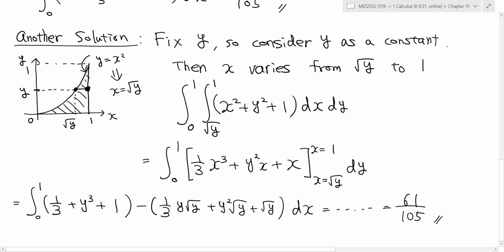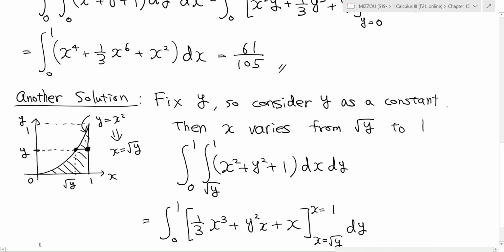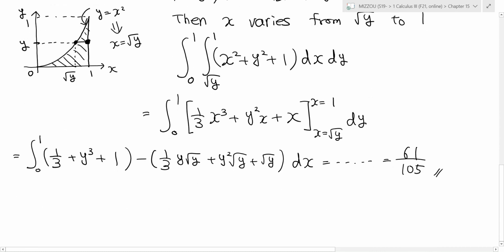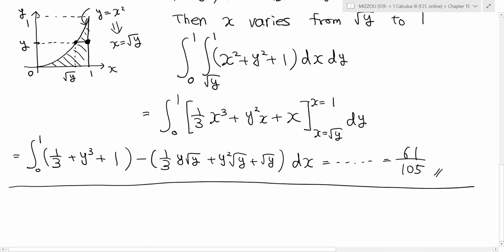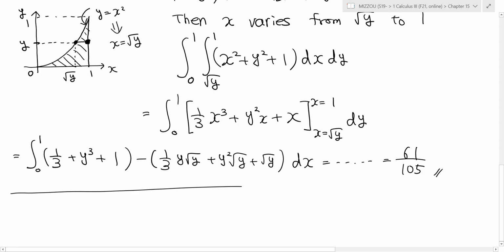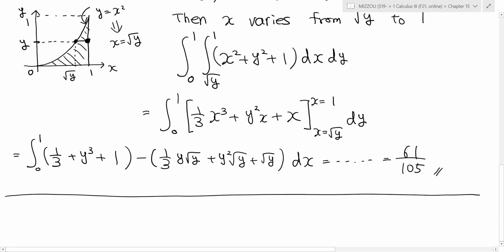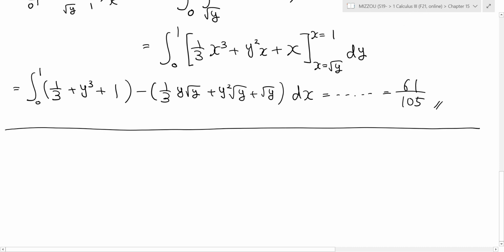So, as this example tells you, in principle, it doesn't matter which variable you fix first, namely which variable you integrate first. But in practice, sometimes one is simpler than the other computationally, just like the case of a rectangular region. Okay, so in general, let me just write down the general formula.